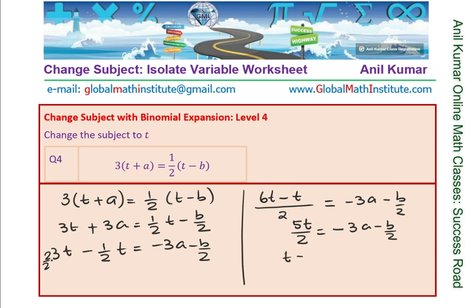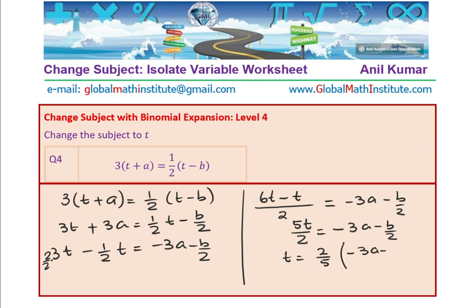Now t is equal to 2 by 5 of these terms, which we are writing as minus 3a minus b by 2. Makes sense? So that is how you can change the subject to t. Well, we can also rewrite this as t equals minus 2 by 5, taking minus common, 3a plus b by 2. Makes sense? So that is the way we could do it.